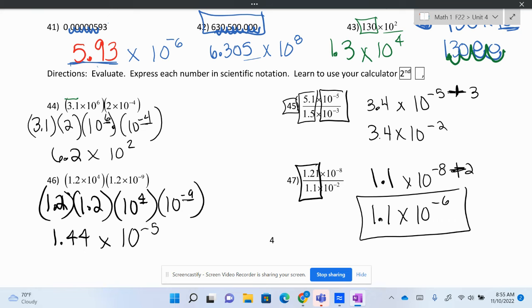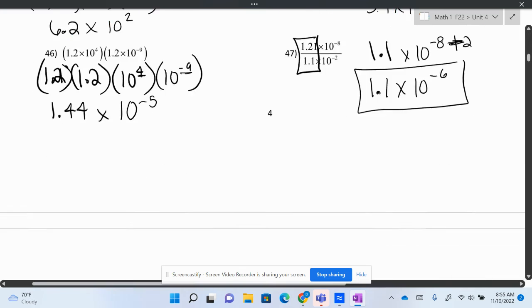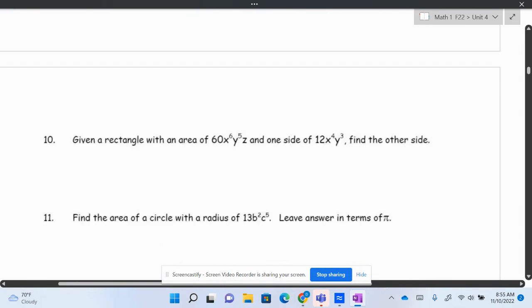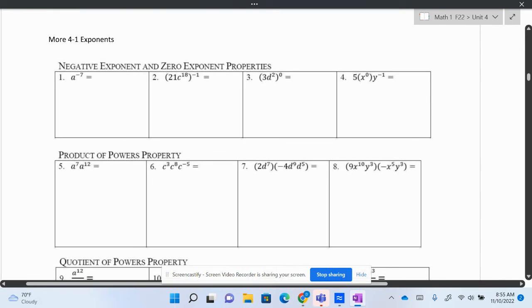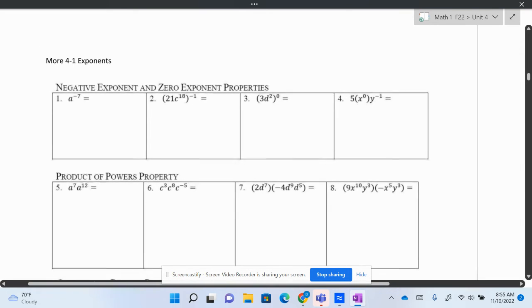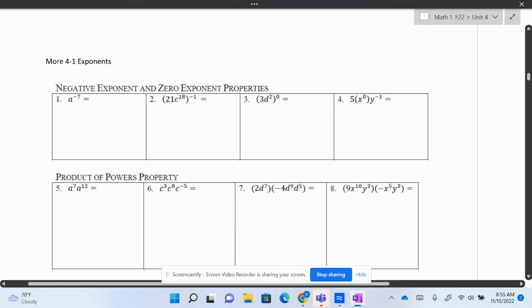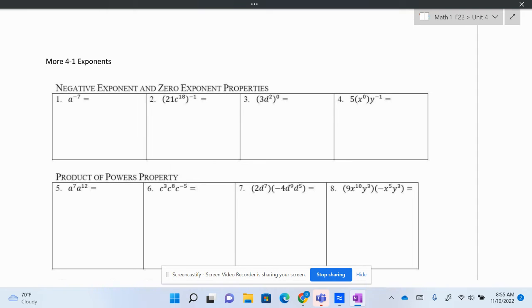All right. So turn to page 8. I'm just going to do 2 of these. I'm going to pick 2 out of each category just to make sure you guys understand the rule. So I'm going to do number 1. Tell me what anything to a negative power tells me to do. Bunk bed story. Move it downstairs. Right? Tell me anything to the 0 power is what? 1. So 3d squared all to the 0 power is 1.